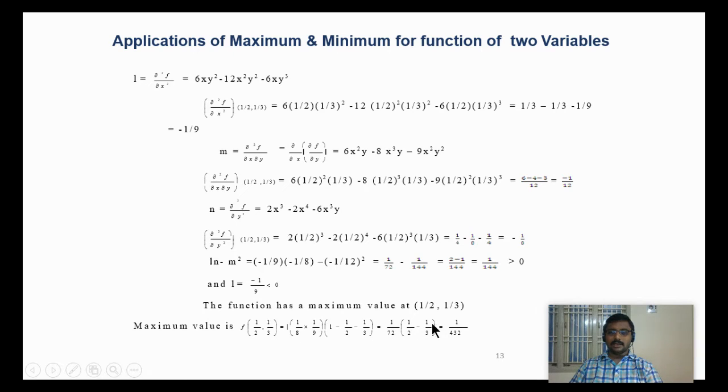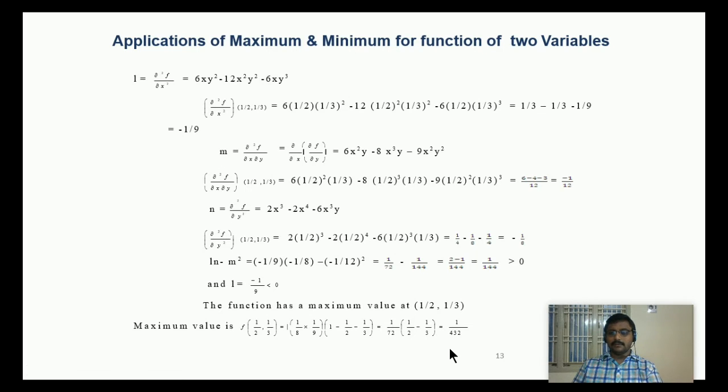Thus the maximum value is obtained by just replacing half comma 1 by 3 in the given function, that is, the given expression x cube y square into 1 minus x minus y. Substitute the x, y values in the given expression, and then simplifying, we will get the required maximum value, that is 1 by 432. So simple.